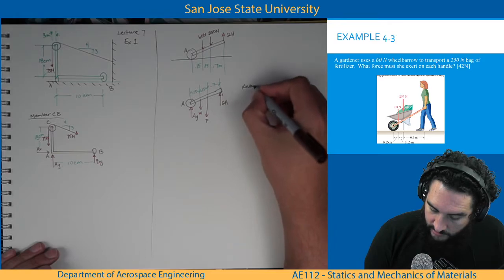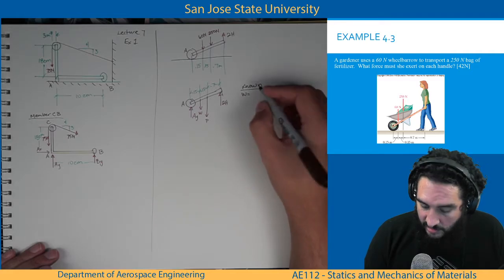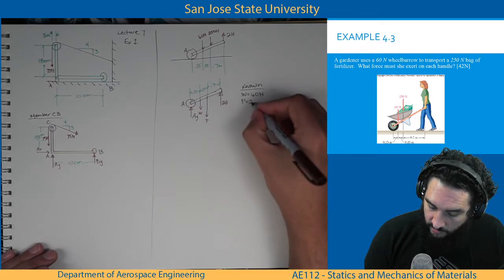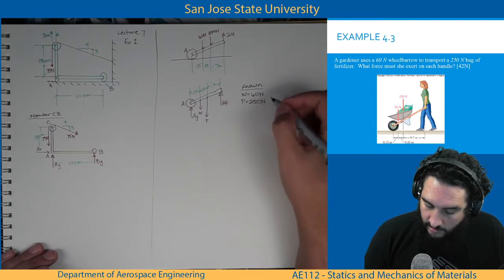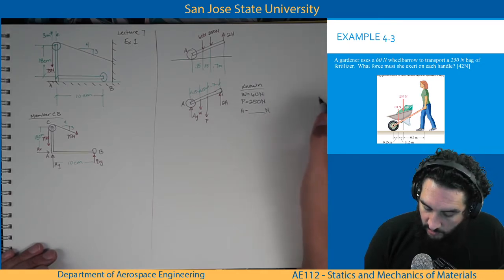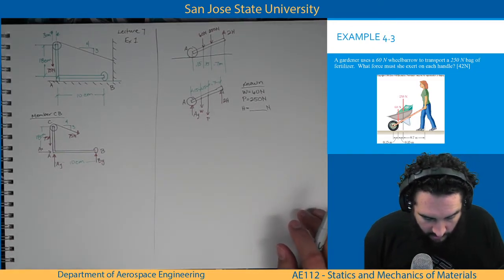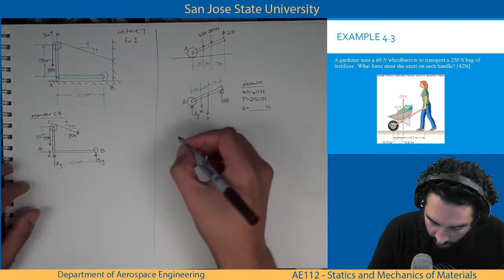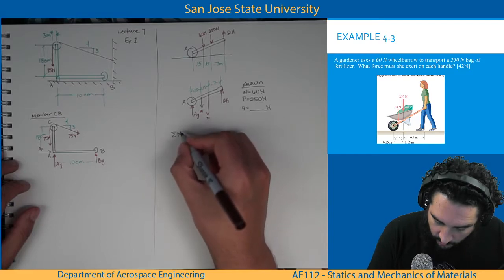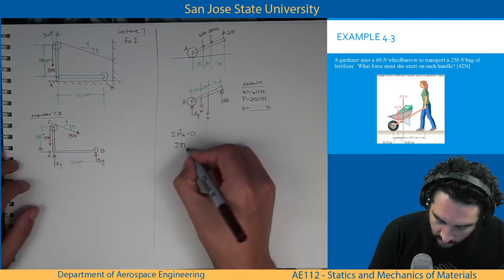So our knowns are weight equal to 60 newtons, payload equal to 250 newtons, and we're looking for H, which should be reported in newtons. Okay, so a fairly simple moment equation here. Sum the moments about point A.